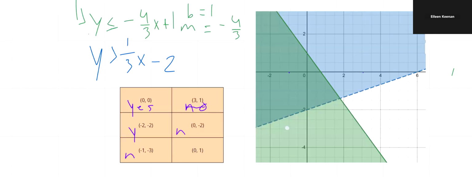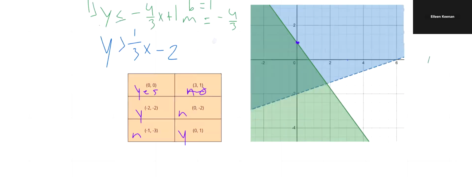And then lastly, 0, 1 right here. Again, that one's on a line, but this time the line is solid, so it is one of our solutions. It's not a dashed line. It is a solid line, so it is part of our solution. Okay, so that is how we look at a graph and identify if the points are part of the solution or not.